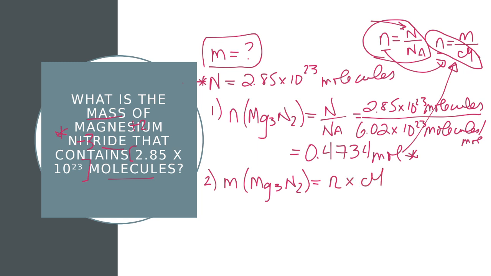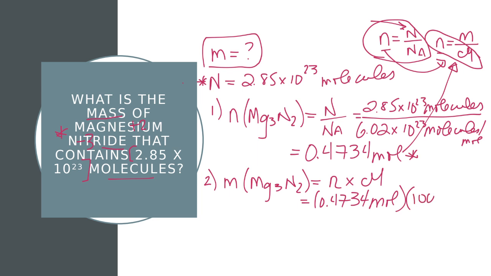Again, they will never give you molar mass. They know you can calculate it yourself. So we're going to calculate the number of moles, 0.4734, times the molar mass of magnesium nitride. So stop the video here, take a second, calculate it yourself, and then we'll carry on.